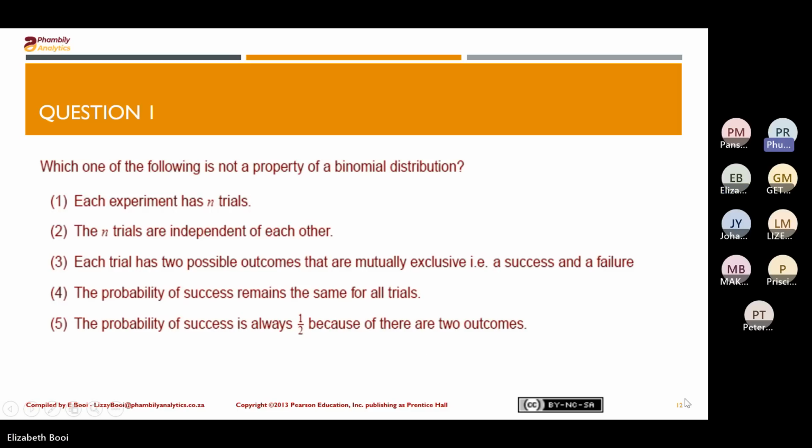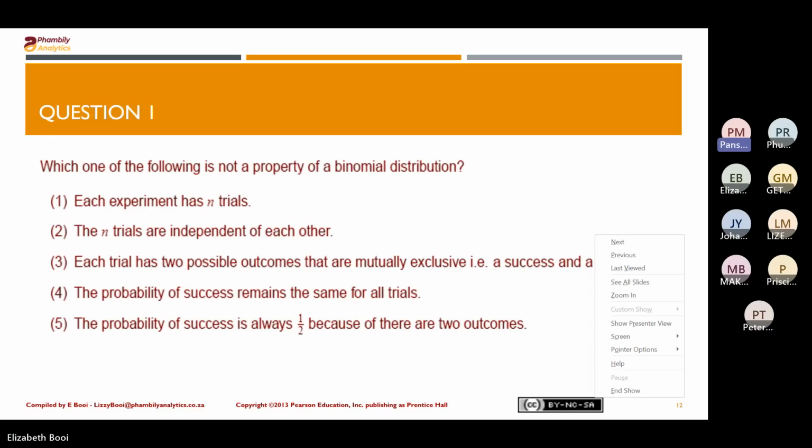Lizzie, I'm going to say 2. Nope, it's not 2. 2 is also a property of a binomial. Remember, there should be 2 events or 2 trials, one and the same thing. Okay, so which other one do you think it might be?